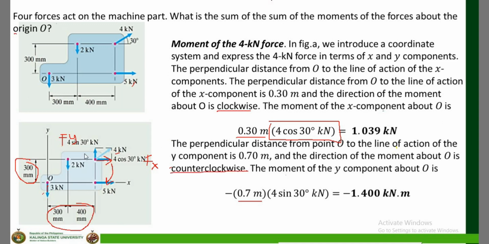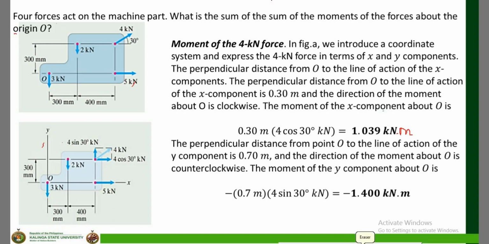Following this arrow, the direction about point O is counterclockwise. Again, this is your force, 4 sine 30, and 0.7 is the distance. Take note of your sign conventions so that we can keep them as we go on with our discussion. So, 0.7 times 4 sine of 30 degrees is equal to 1.4 kilonewton meter. Take note of the unit. Sorry, my mistake, this should be kilonewton meter.